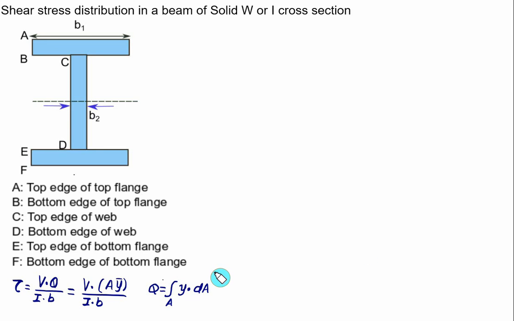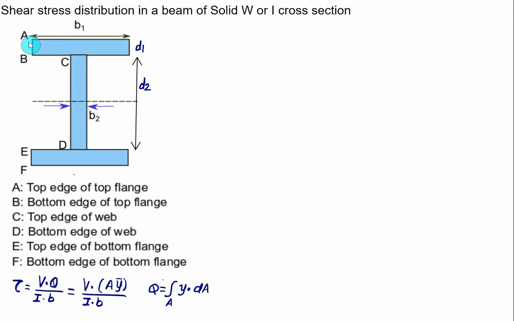Now we'll discuss here the shear stress distribution in the case of symmetrical I section or W section. So we have top flange here and we have bottom flange. In between this we have a web. The top flange and the bottom flange are identical with a width equal to B1, depth equal to D1. And C to D we have a web of depth equal to D2 and the width equal to B2.